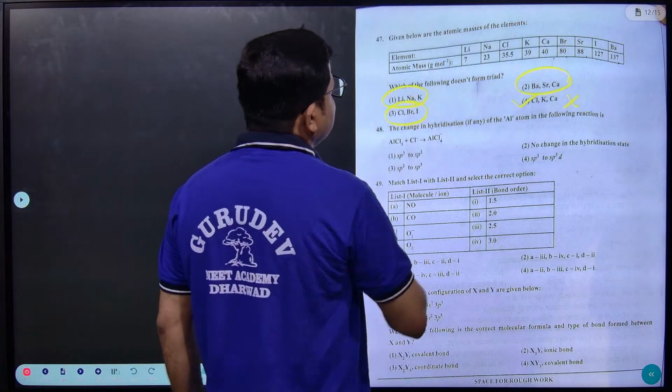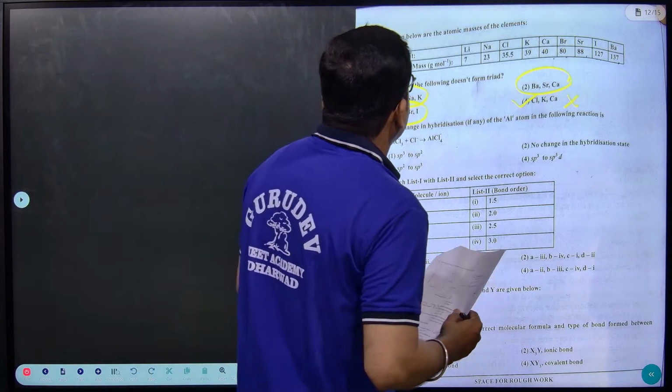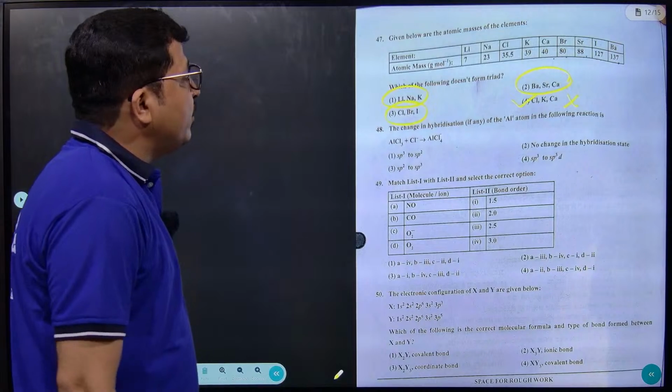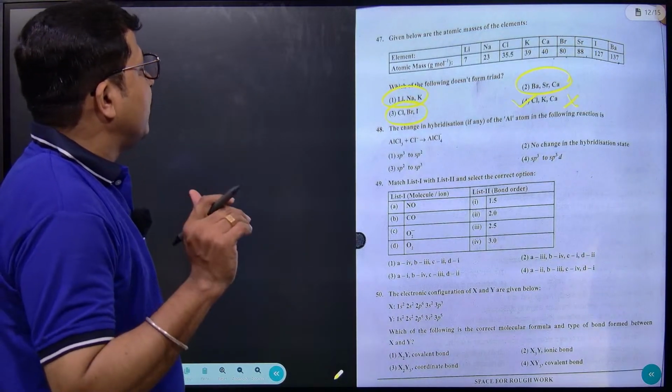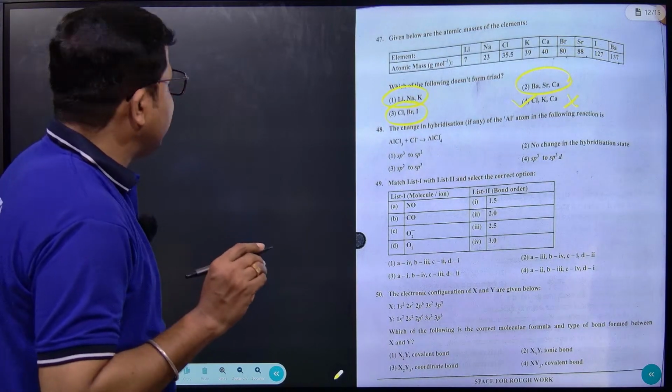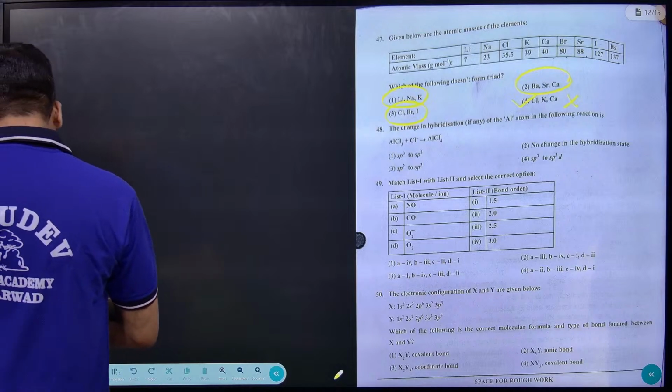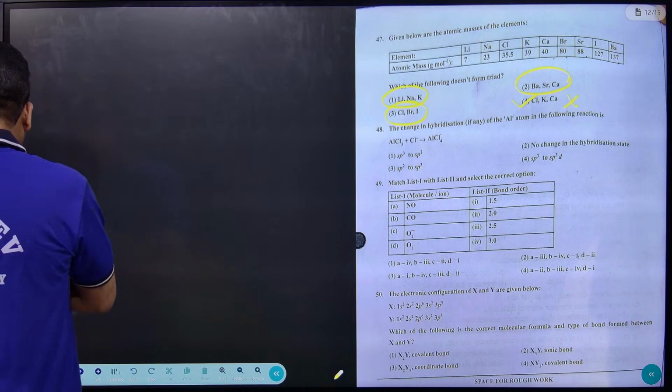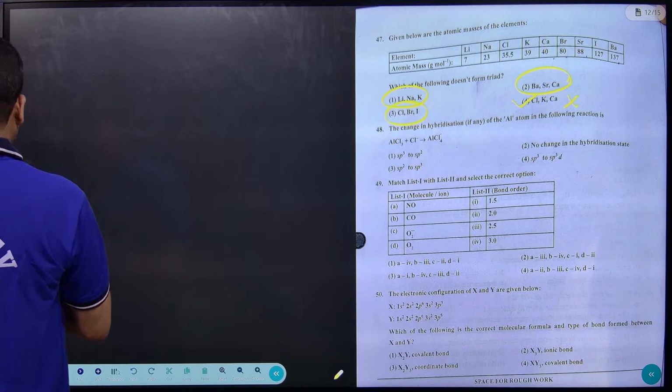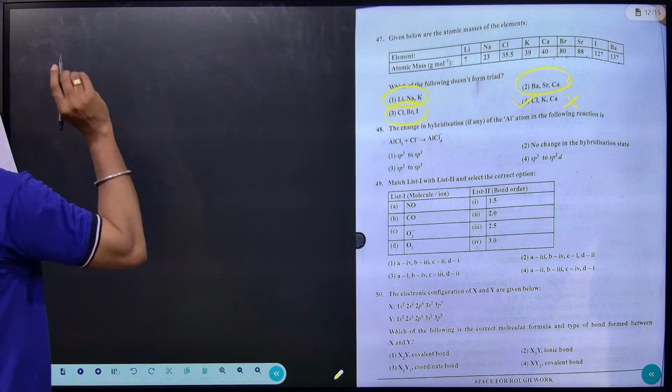And here, the change in the hybridization of the Al atom in the following reaction. See here, to find out the hybridization, we have a formula. By applying the formula, we get that.